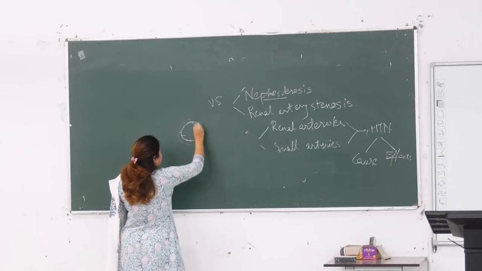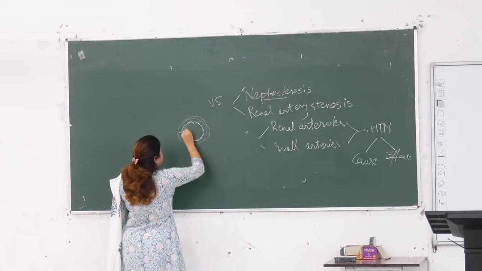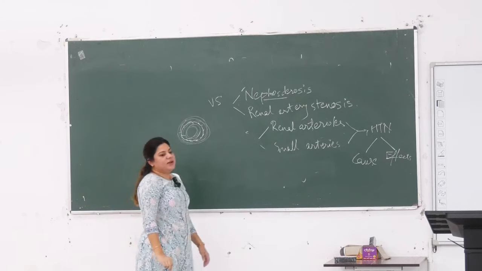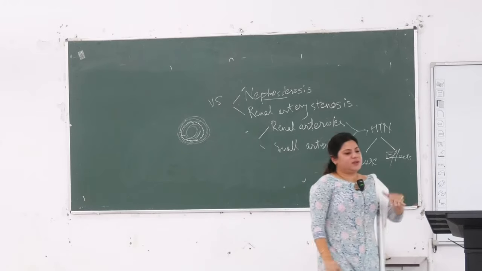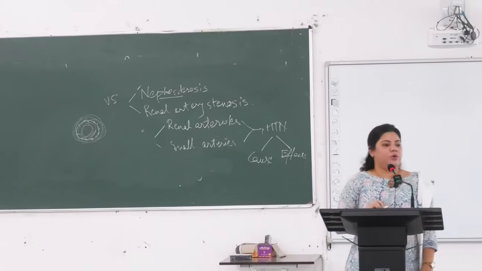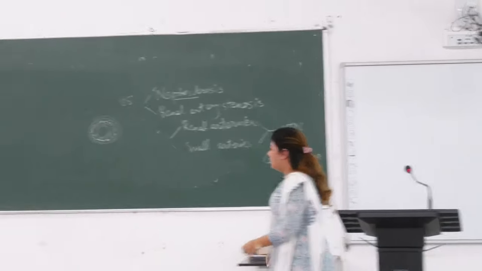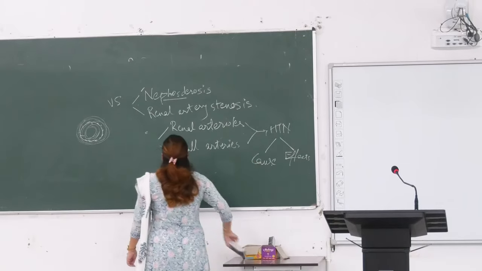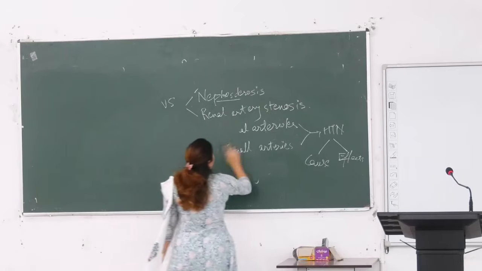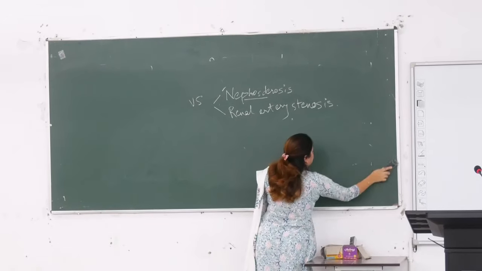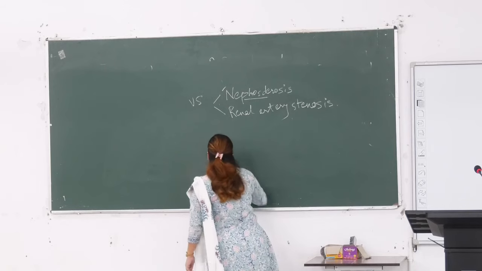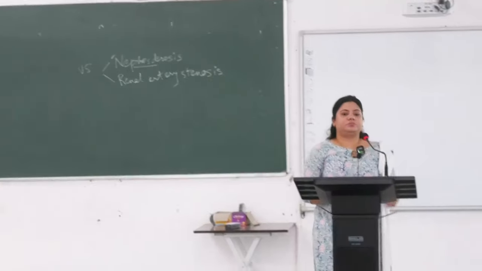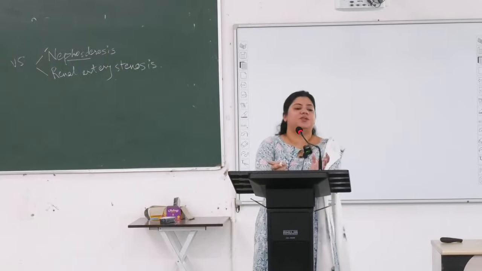Apart from that, there will be multiple layers and onion skinning of the vessels. Ultimately, there is narrowing of the vessels, the blood is not flowing through the vessels, right? Next, we come to renal artery stenosis. Now, in renal artery stenosis, it is important to identify it.